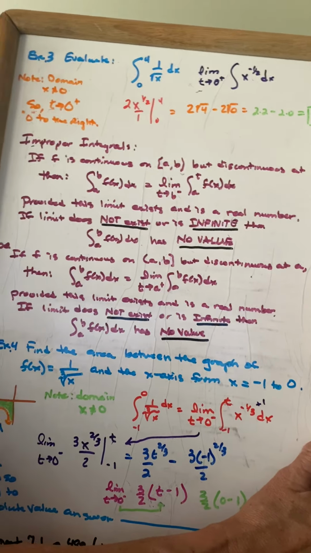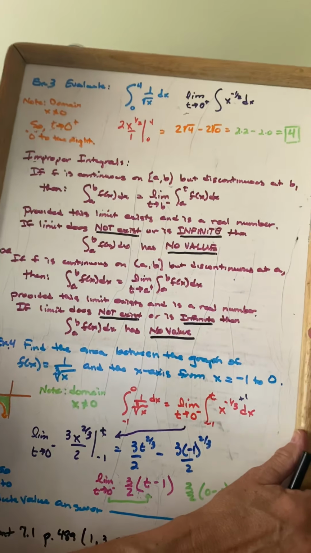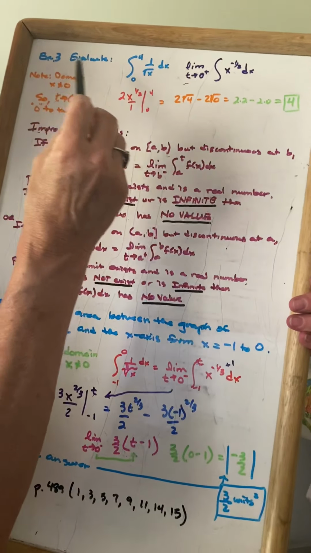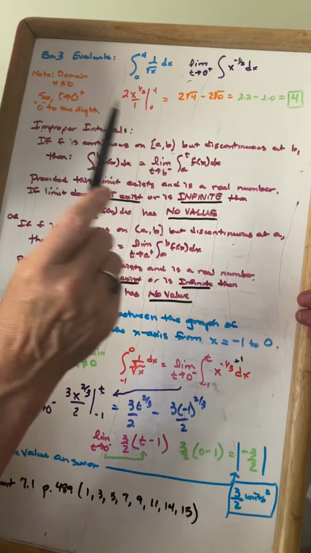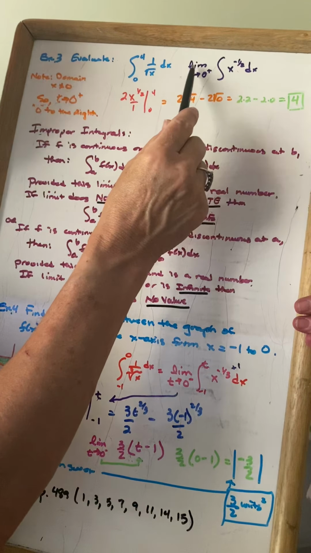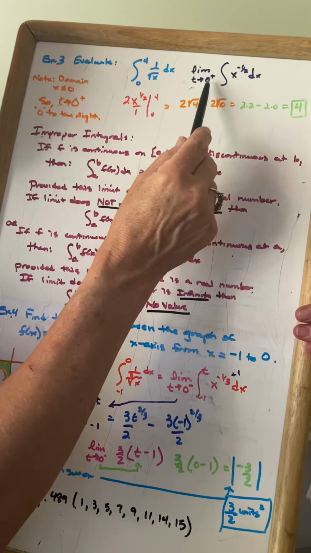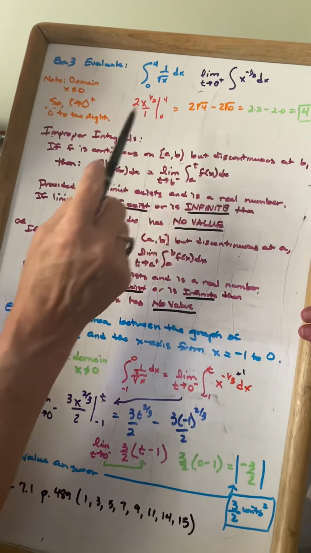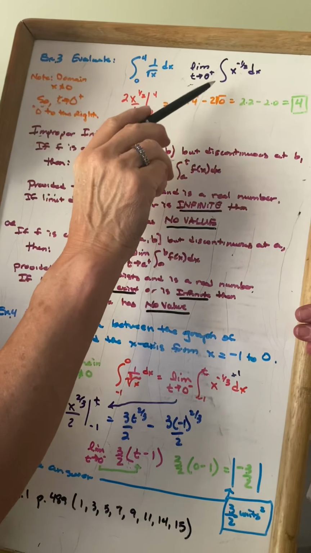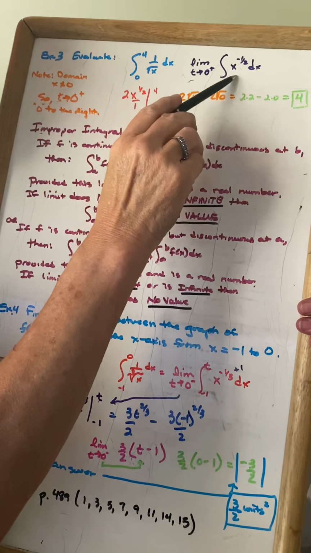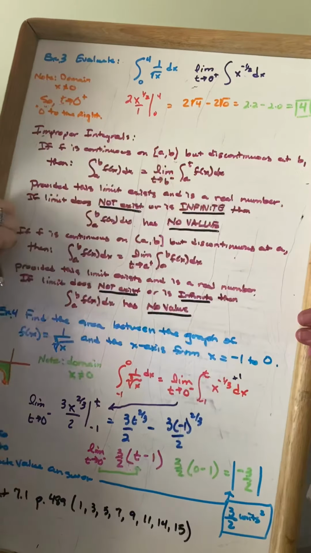Good job. So here we are. Evaluate the integral from 0 to 4 of 1 over the square root of x dx. That's the same thing as the limit of t going to 0 from the right, because if I graph this, I get 1 over the square root of x. It's t from 0 from the right, the integral of x to the negative 1/2 dx.